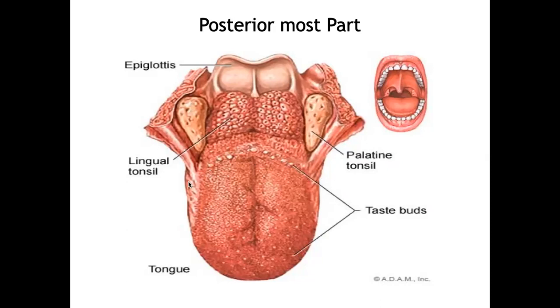Now you can see there is a V-shaped sulcus which separates the anterior 2/3 from the posterior 1/3 of the tongue. This is called the sulcus terminalis. At the center of the sulcus terminalis, we can see a depression which is not anatomically very clear, so we cannot clearly see it, but there is a small depression called the foramen cecum.